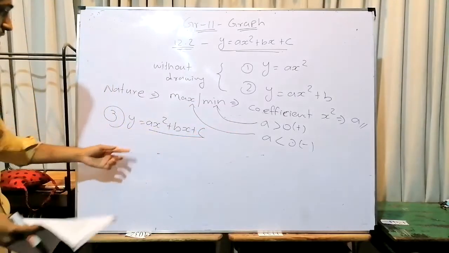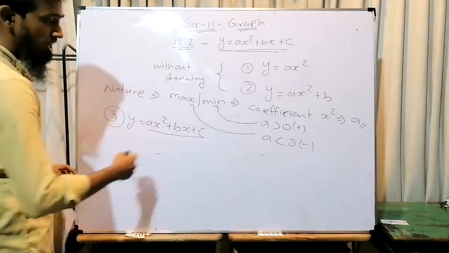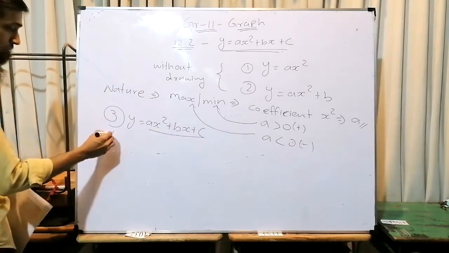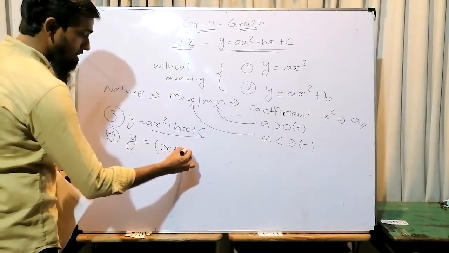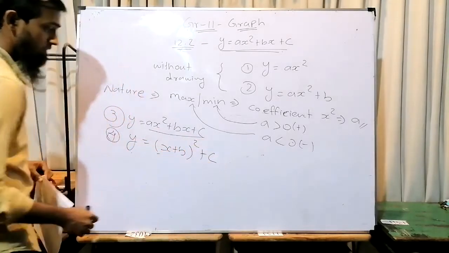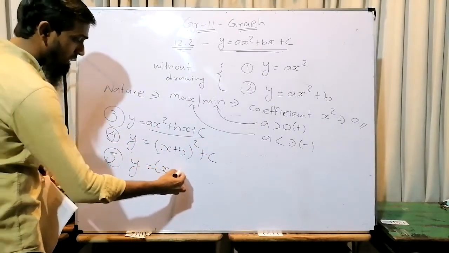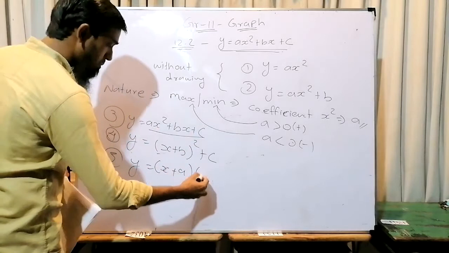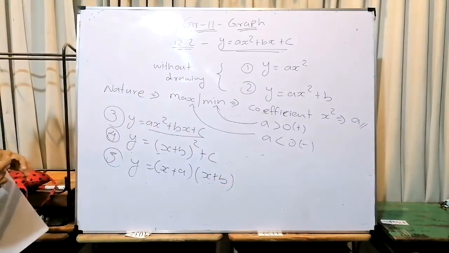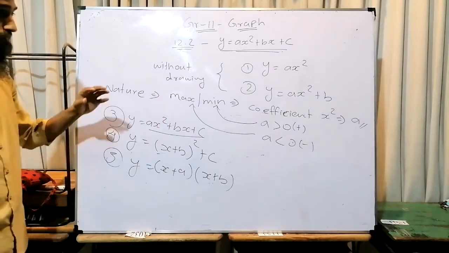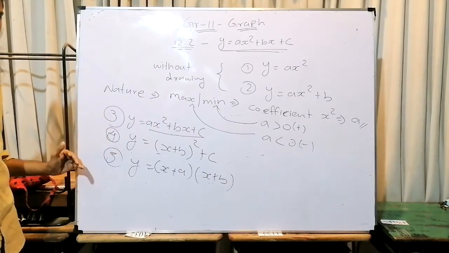The third format we are going to study in grade 11 is y equal ax squared plus bx plus c. The fourth one is y equal x plus b all squared plus c. The fifth one is y equal x minus a, sorry, x plus a, x plus b. This is just a format. These are 5 categories, 5 different formats of a parabola graph.